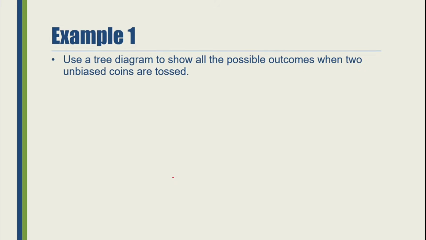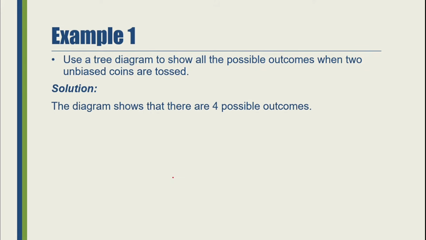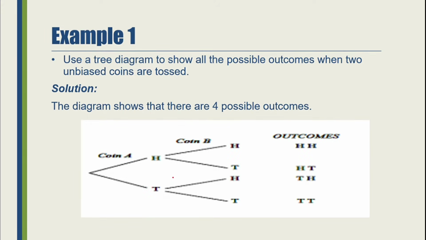So we have here example 1. Use a tree diagram to show all the possible outcomes when two unbiased coins are tossed. Solution: the diagram shows that there are four possible outcomes. In this tree diagram, the first coin is head or tail, and this head could be paired with head or tail.